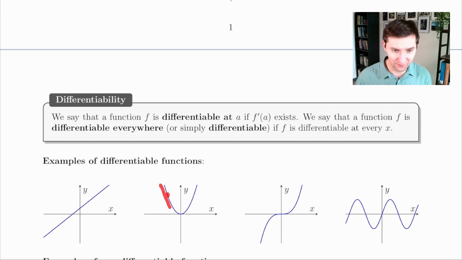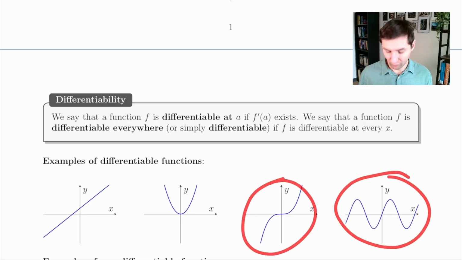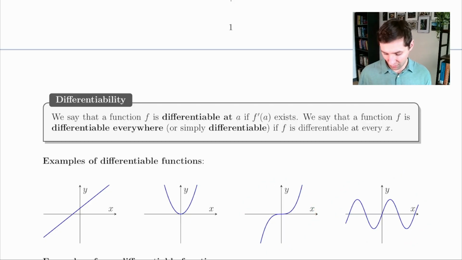In the second example, you can draw a tangent line in every place of this graph. You can draw a unique tangent line here, a unique tangent line here, and a unique tangent line there. Same with the remaining two graphs. You can draw a tangent line at any point you choose, and you draw it in a unique way. These functions look smooth. They don't have any breaks, they don't have any corners, they don't have any sharp edges.